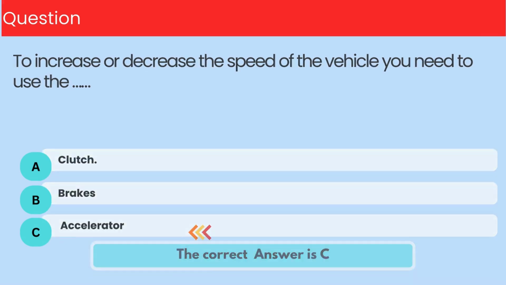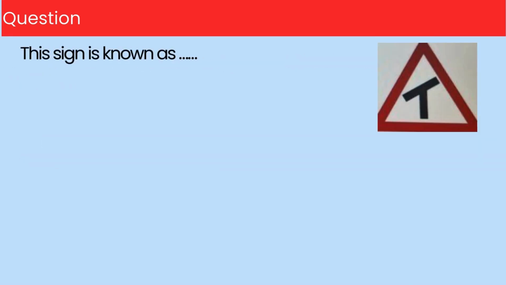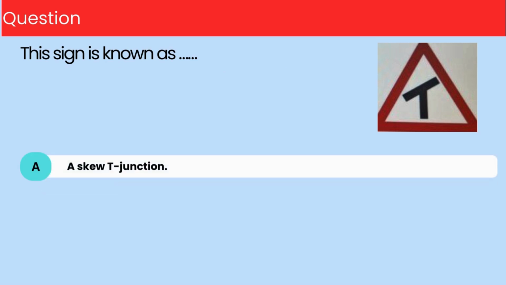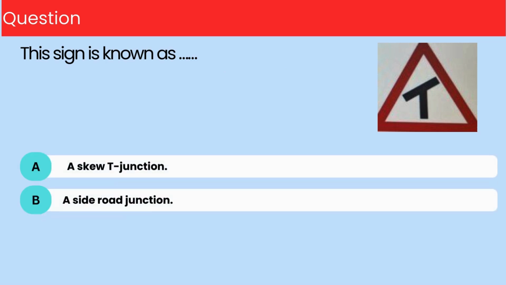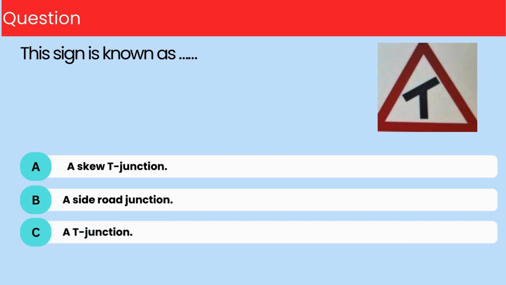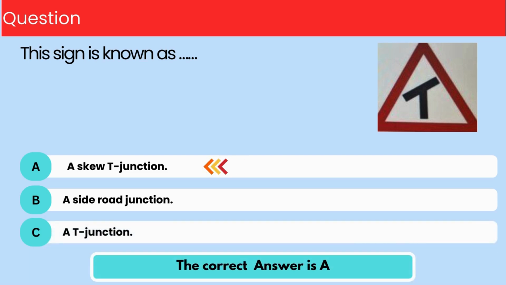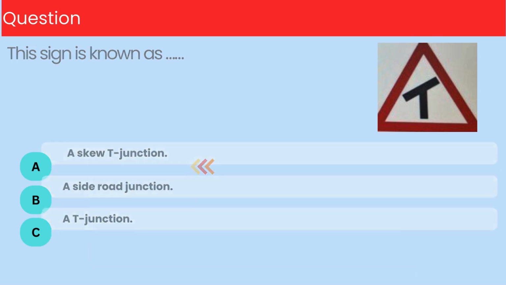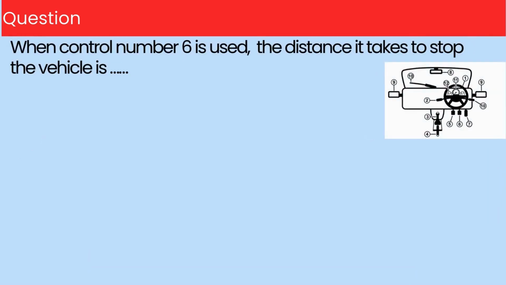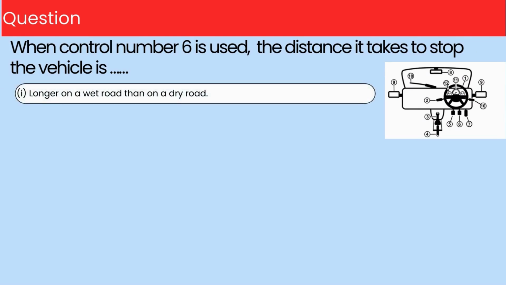Question. This sign is known as A. A skew T-junction, B. A side road junction, C. A T-junction. The correct answer is A. A skew T-junction. This sign indicates a skew T-junction, where a secondary road joins the main road at an angle rather than perpendicularly.